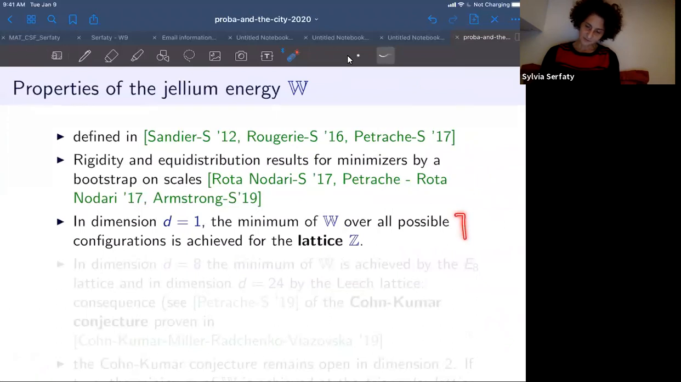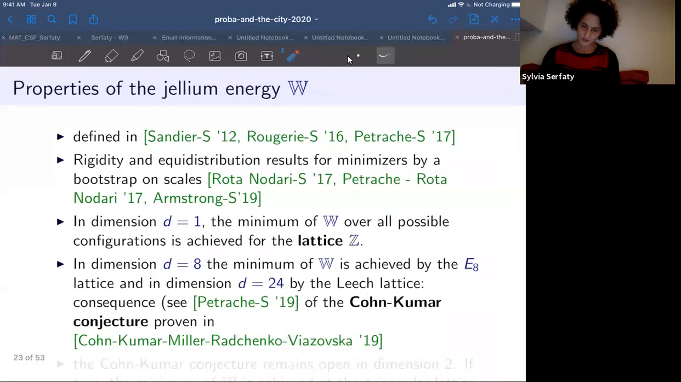If you're in dimension 1, the minimum is just to put your points on the lattice Z. Remember, everything's normalized, so the number of points per unit volume is 1. So the best way to put your points in dimension 1 with density 1 is to just put them on the lattice. So W seems to be something that favors very regular arrangements of points. And in larger dimension, there's something very pretty and fascinating, which is that some dimensions are special, and the special dimensions are 2, 8, and 24.